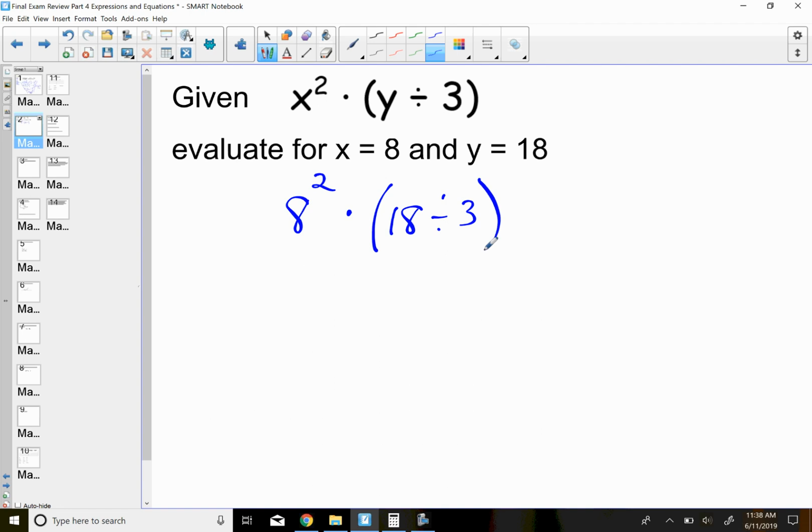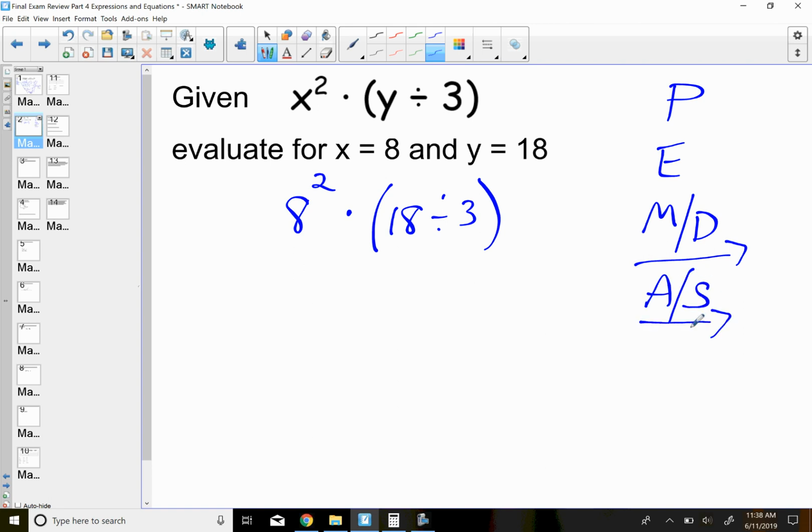That's in parentheses. So again, parentheses, exponents, check for multiplying and dividing at the same time. Evaluate them left to right. Check for adding and subtracting at the same time. Look left to right. Parentheses first. I'm going to do this division first because it's in the parentheses. 18 divided by 3 is worth 6. I'm going to do 8 squared times that.